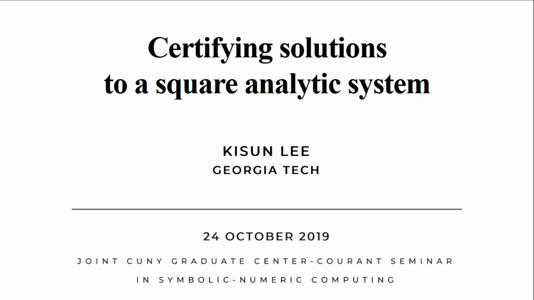So I'm really happy to give a talk in here. Today I want to talk about certifying solutions to a square analytic system. In terms of research, I'm interested in certifying the output of numerical algorithms.